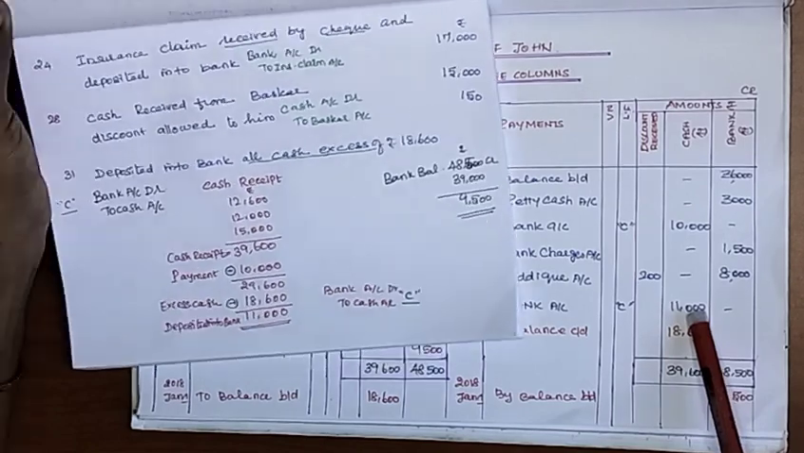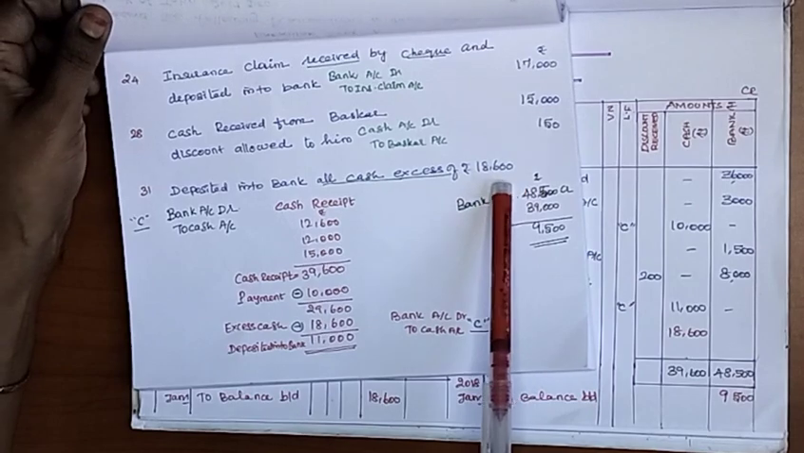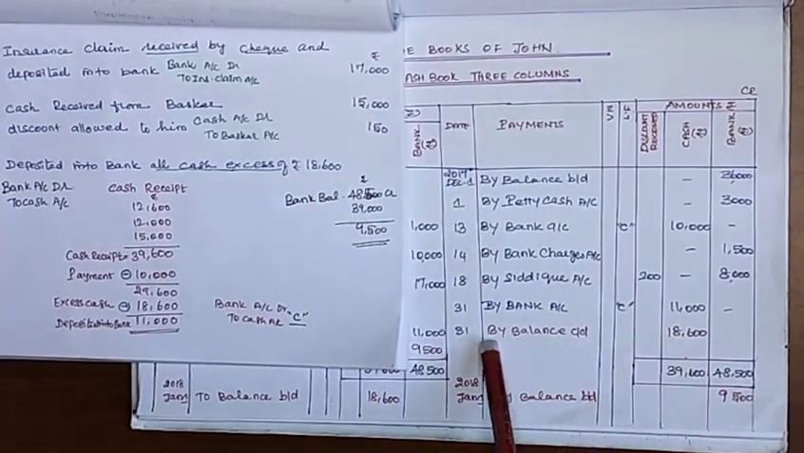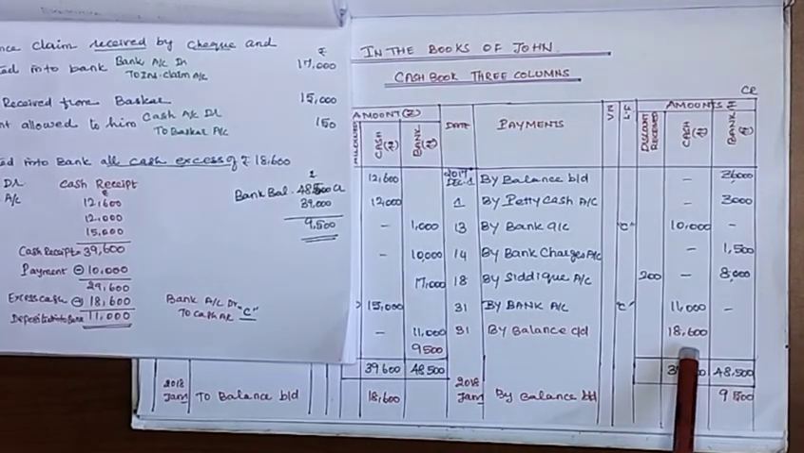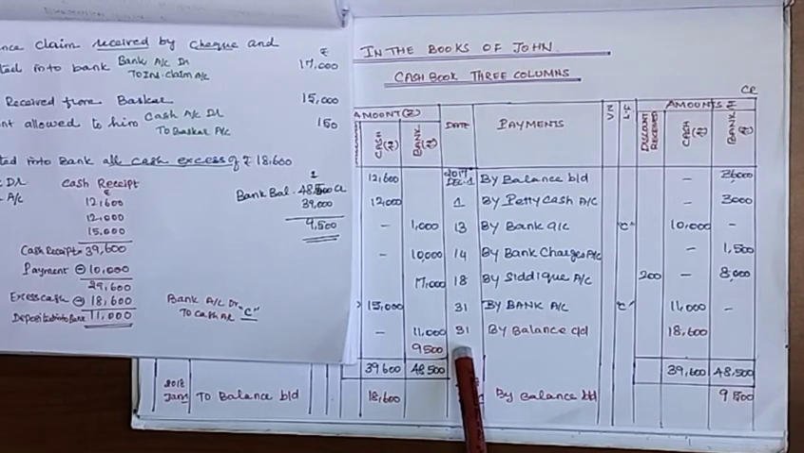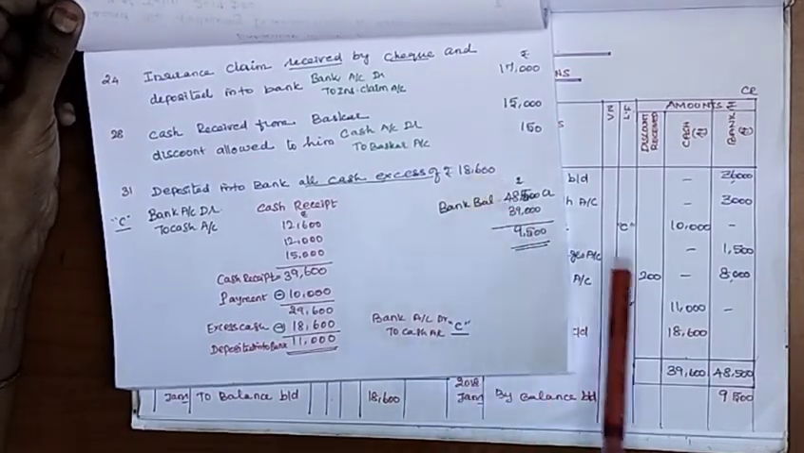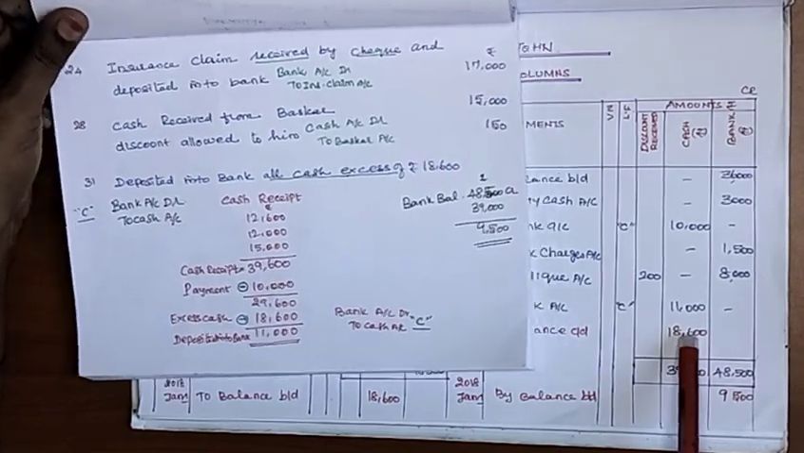Okay, then what is given here? They also given 18,600 rupees. We have to enter it into the credit side. This is the closing balance of the cash book. The last day of the accounting period is 31 December. By balance carried on 18,600 rupees. What they given here, we have to enter that amount on credit side cash column.